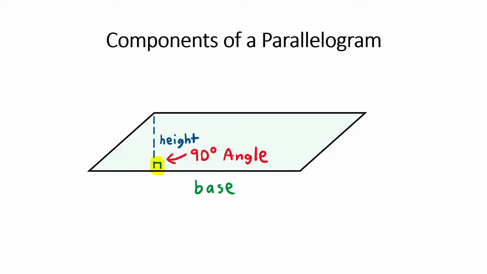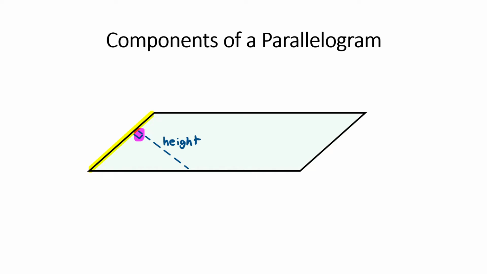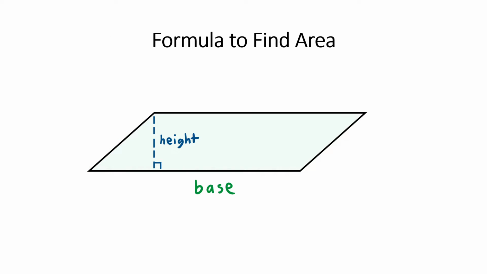The base of a parallelogram doesn't have to be at the bottom of the shape, it just has to intersect with the shape's height at a 90-degree angle. Wherever the height of your parallelogram intersects with the side of the shape at a 90-degree angle, that side is your base. Now that we understand the components of a parallelogram, let's review the formula we need to use to find the area of the shape.